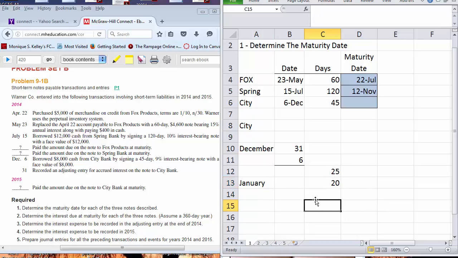And just to show you that it did work out, we'll add those two numbers together, which equals 45 days. And so our maturity date is January 25th. Alrighty, so that's number one.